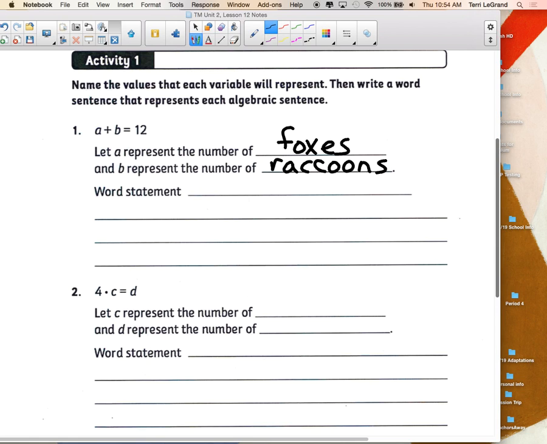Okay, go ahead, Harley. There are 4 times more foxes than there are raccoons. Okay, well remember, what did we say? What type of operation goes on typically when we say 4 times? Multiplication. Is there any multiplication happening in this one? No, there's addition.